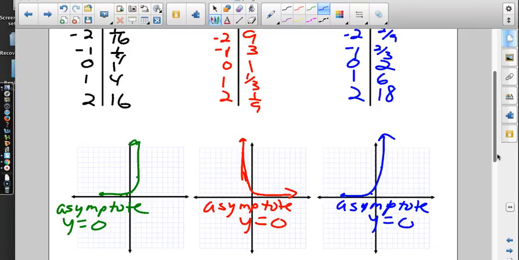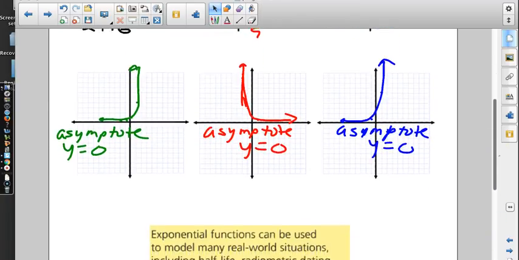Think about A, H, and K. Which letter would help us move this up or down? K. So K is going to tell us whether or not we get a new asymptote, because this has to move up or down as we go through it. So some basic exponential graphs there.